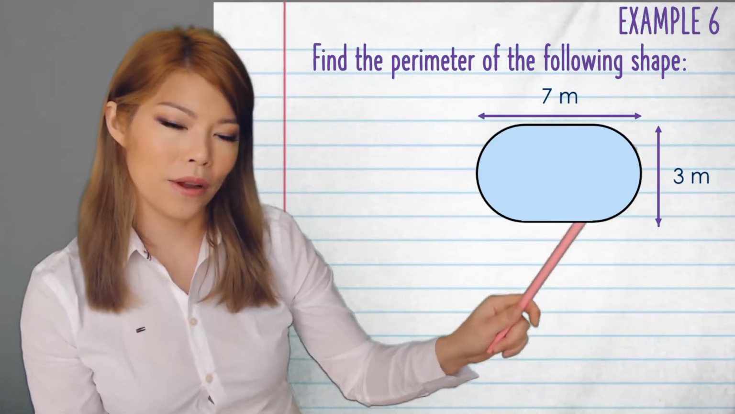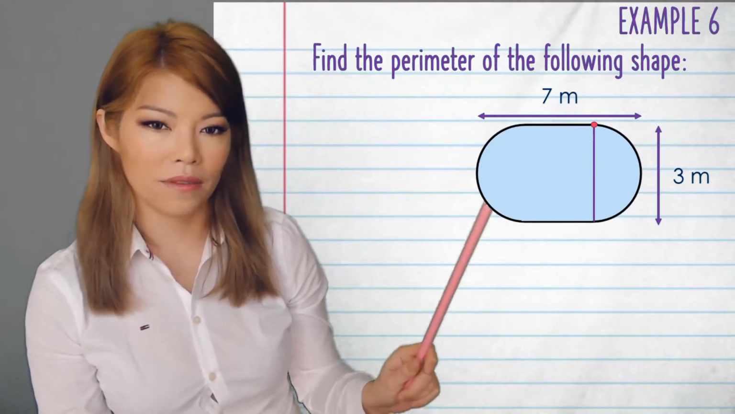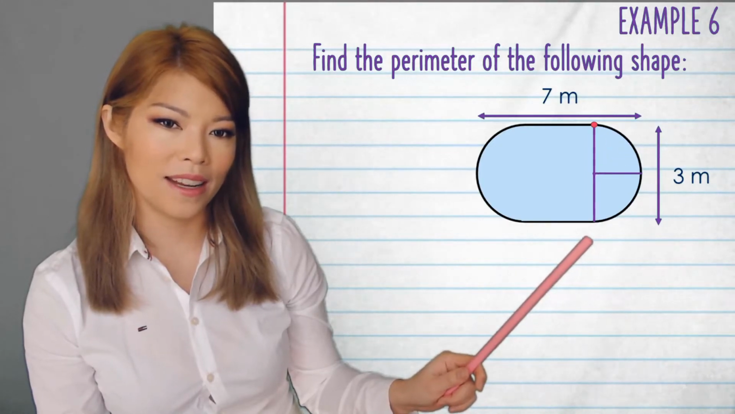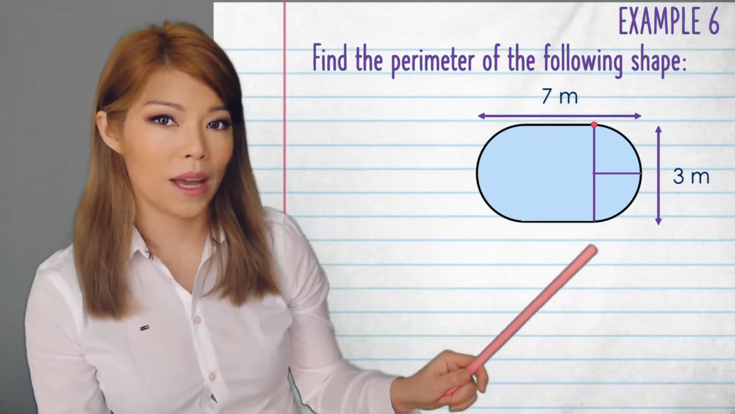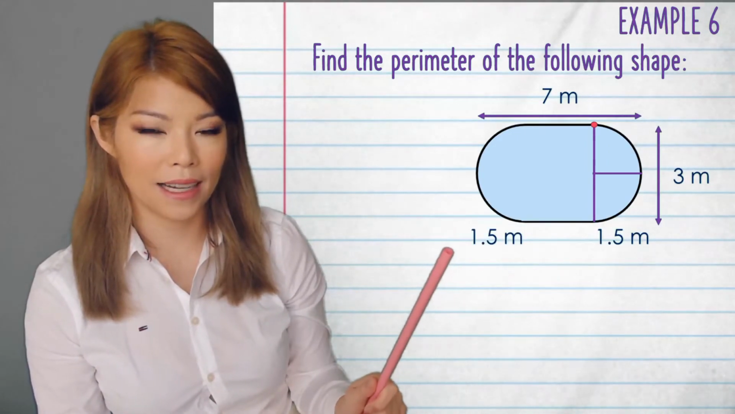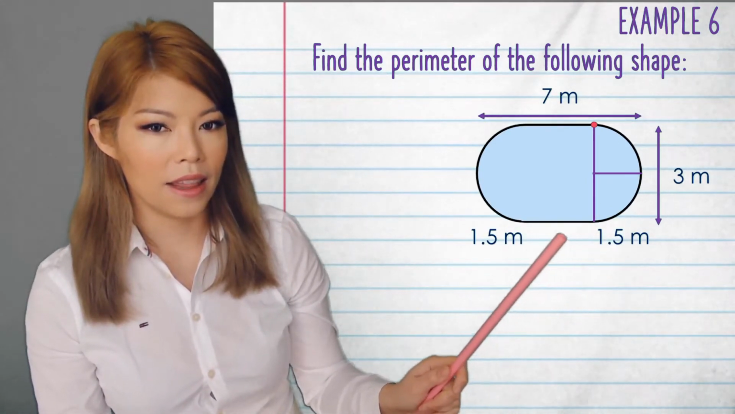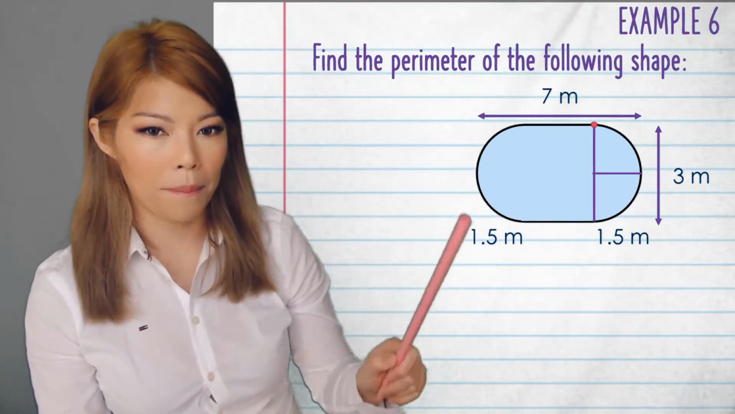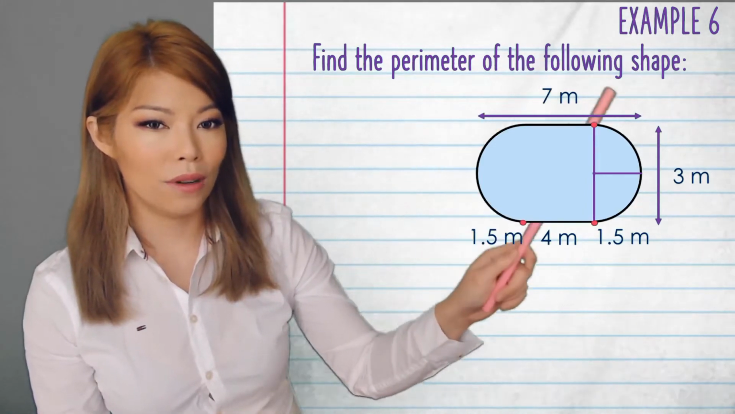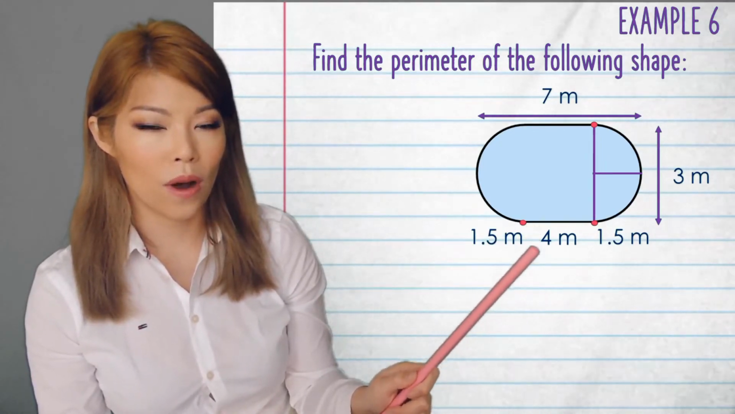Last example, find the perimeter of the following shape. Here we notice that the 3 is also the diameter of the circle. And we have 2 half circles, 1 on each side. Now if that's the diameter, then that is going to be the radius over there. So if that's the radius, it will be half of 3, which is 1.5. And it's symmetrical, so we have 1.5 on this side. Now, if it's 1.5 and 1.5 added together is 3, then this gap in between will be 7 minus the 3, which is 4. So it looked really complicated at first, but once you start writing down what you know, you'll get all the values quite quickly.